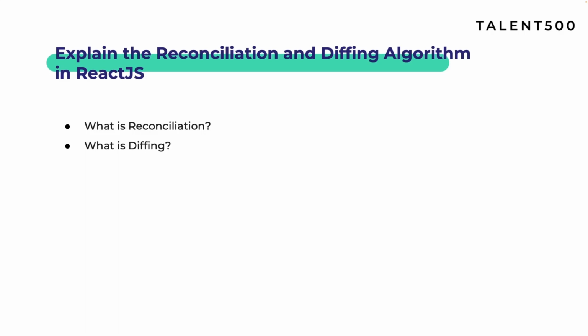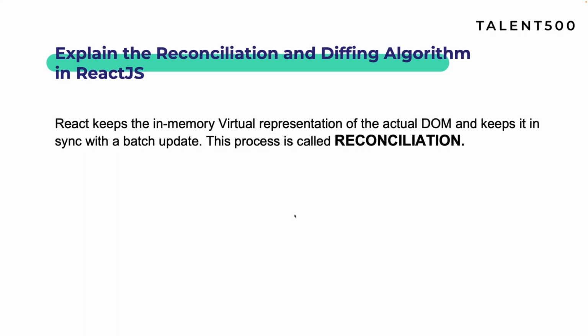So first, reconciliation. If we look into the reconciliation definition, it looks like this. It says, React keeps the in-memory virtual representation of the actual DOM and keeps it in sync with a batch update. This process is called reconciliation. It's a bit heavy, right? But let's break it down.